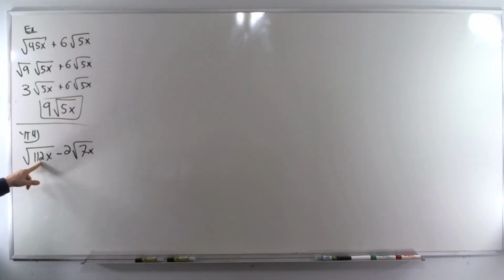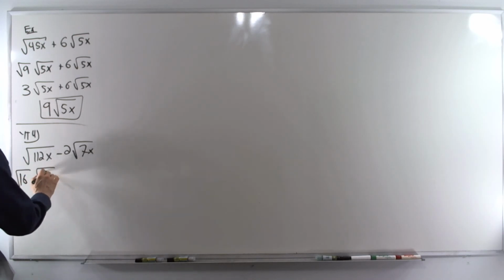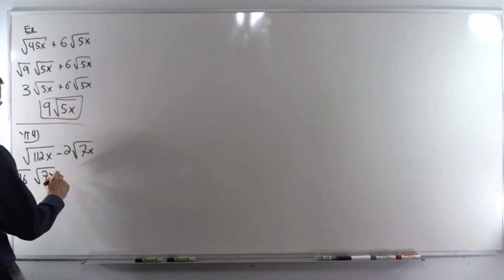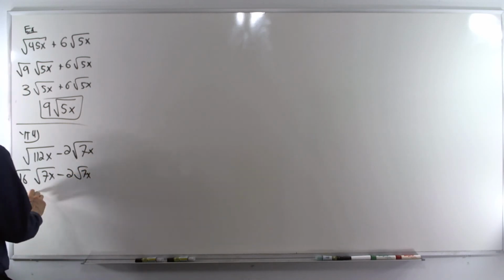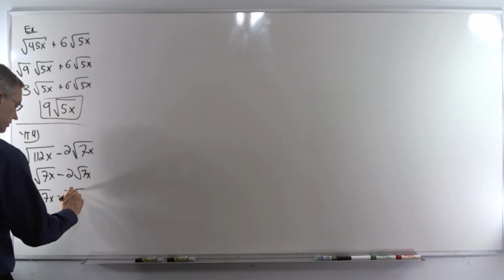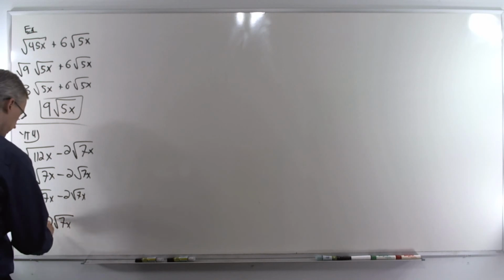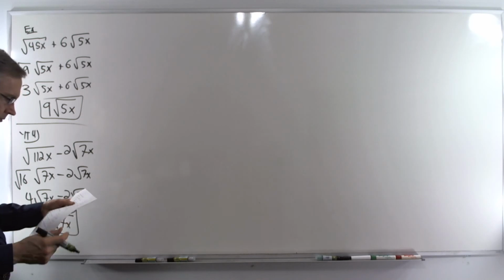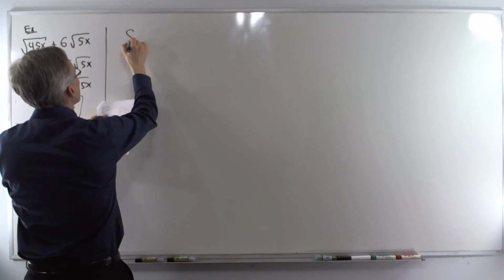And we want to break this up into something times 7. And that is 16. 16 times 7 is 112. So it'll be square root of 16 times the square root of 7x. Want those to match. Square root of 16 is 4, so we get 4 square roots of 7x minus 2 square roots of 7x. Subtract those and we get 2 square roots of 7x. Now we're going to look at one with cubes.